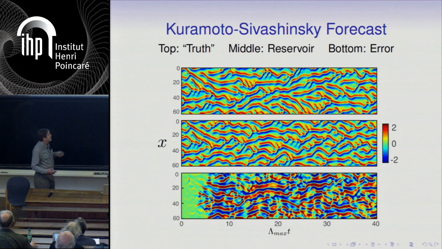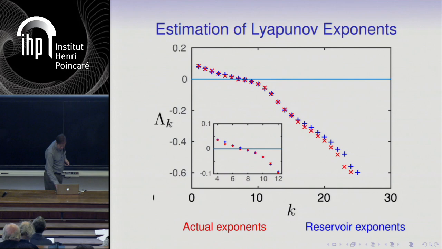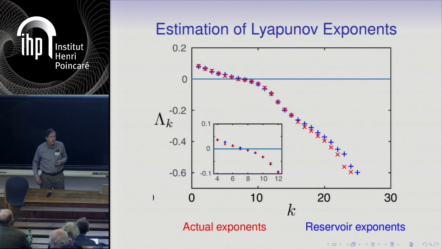The middle panel here is a forecast we get from the machine learning from the reservoir. And the bottom is just the difference between the two. And so we get a forecast that's quantitatively accurate to a few Lyapunov times. And the reason we're showing you 40 Lyapunov times is, again, to give a sense that even after the error in the forecast becomes reasonably large, we seem to have learned the dynamics reasonably well, pictorially. We computed Lyapunov exponents for the real model and for the machine learning model, and they line up better than we expected.